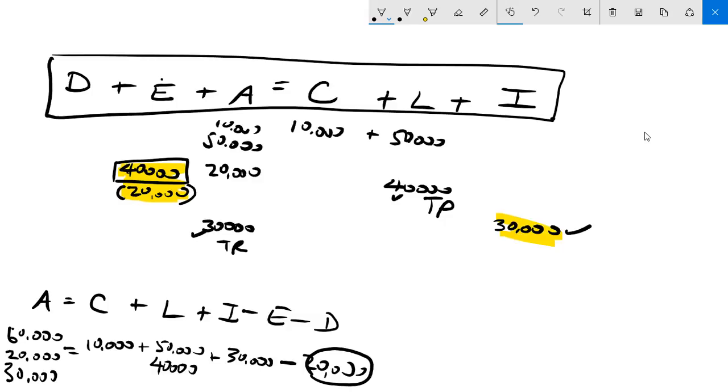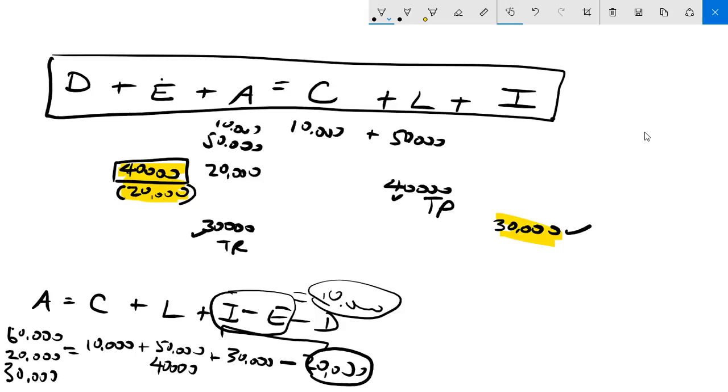I don't have any drawings in this scenario, so that's 0. And you can see this equation balances. 60 plus 20 plus 30 is 110. 110 is equal to 10 plus 50, plus 40, which is 100, plus 30 minus 20, which is 10. So my profit, I minus E, is equal to 10,000.